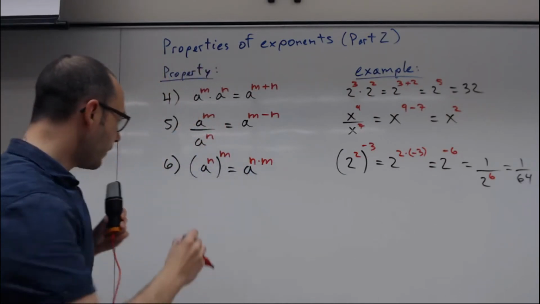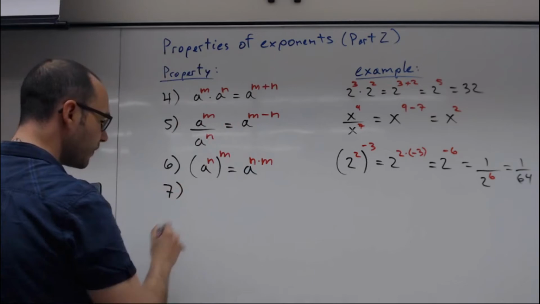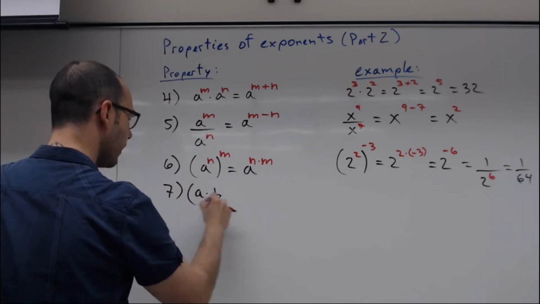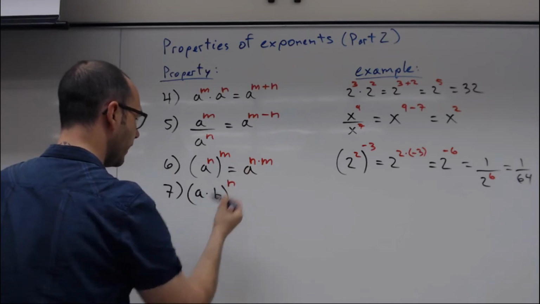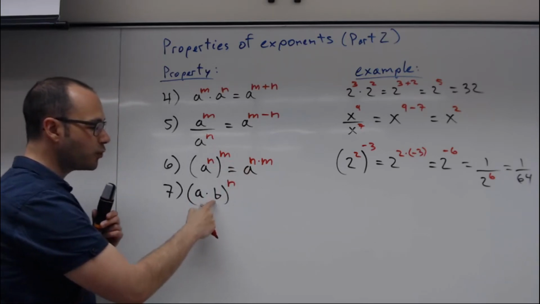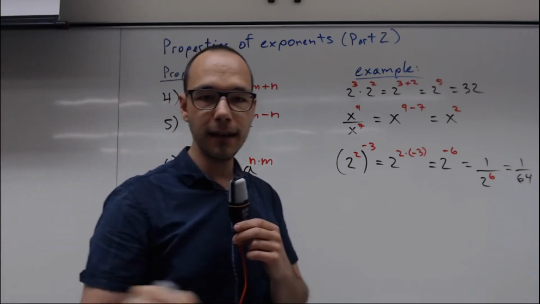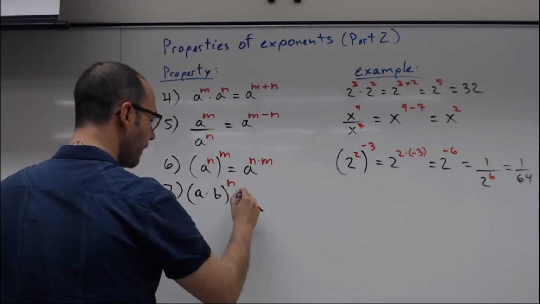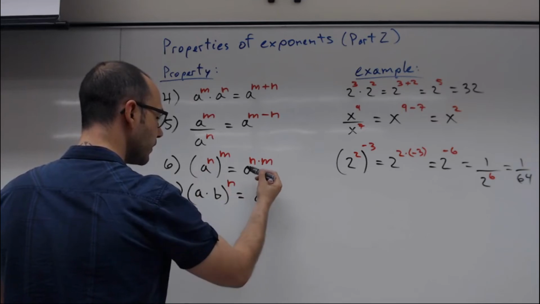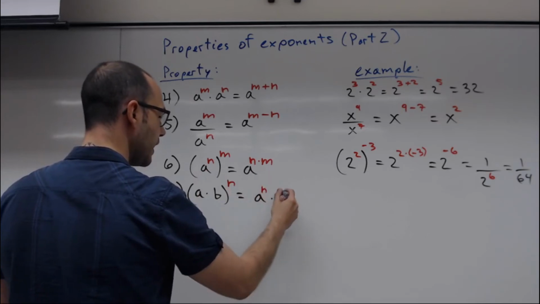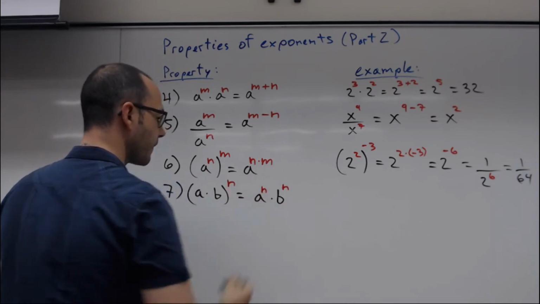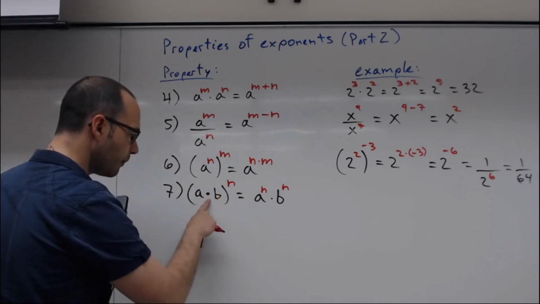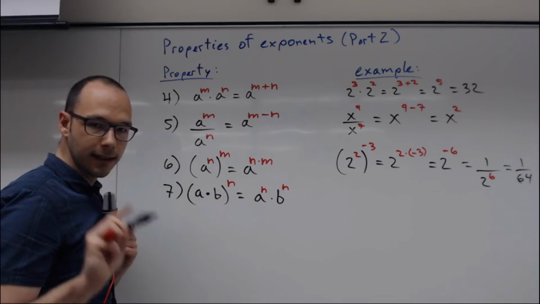So property number 7. You have a multiplied by b, all of that to the power of n. So now you have 2 different bases inside the same bracket to the power of n. What can you do with that? You can distribute the power to the a and to the b. You have to be careful though. I can do that because it's a multiplication inside the bracket.